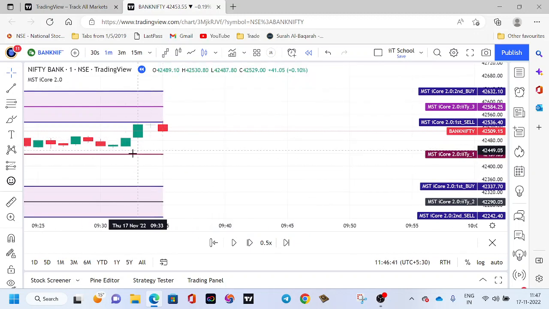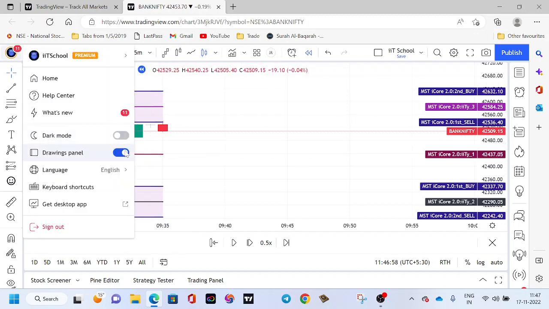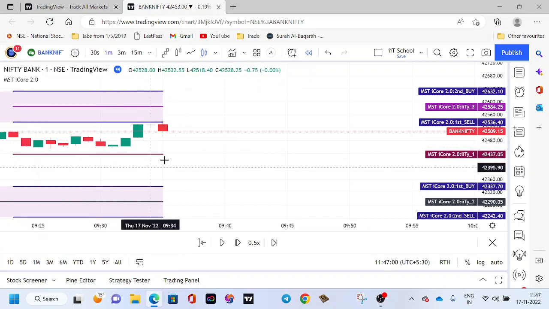So we know in advance that this level is 42,437. What is the nearest call option, put option? You can buy the 42,400 call option or 42,400 put option. So when the market has reached a sell entry, you have to buy the 42,400 put option, because it has to come down. If the market has come here first, you have to buy the 42,400 call option. Don't forget. You can buy the 42,500 put option also. You can buy the 42,600 put option also.